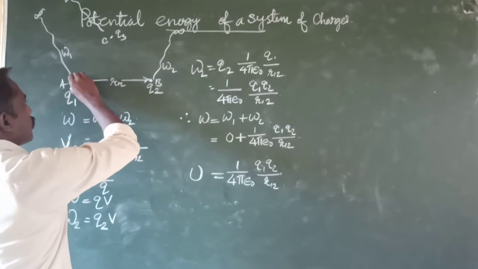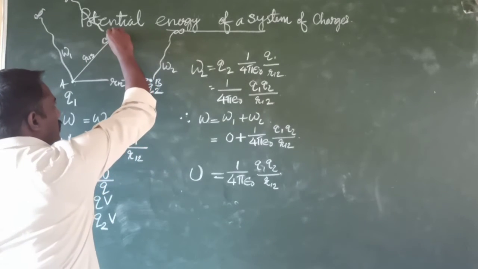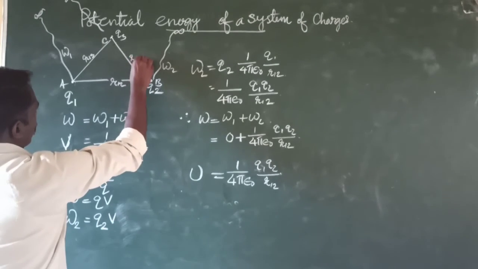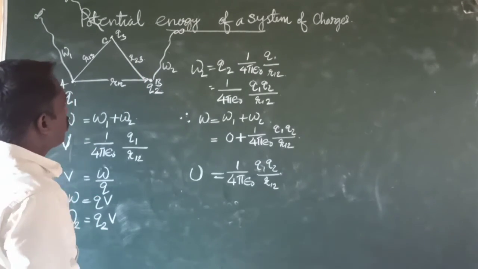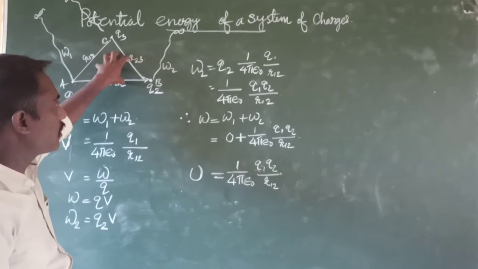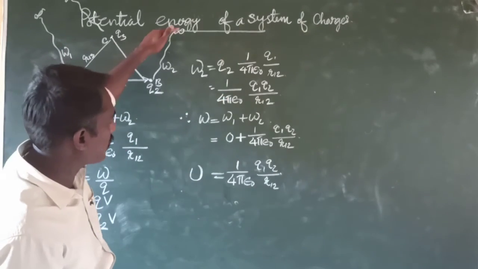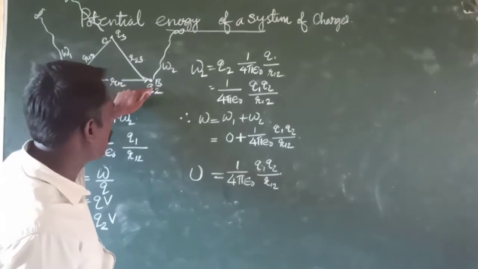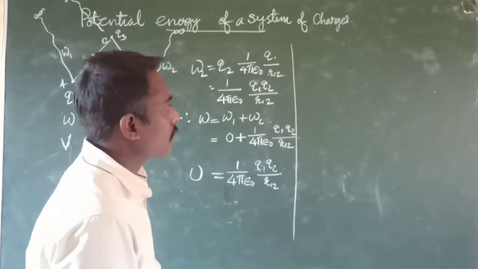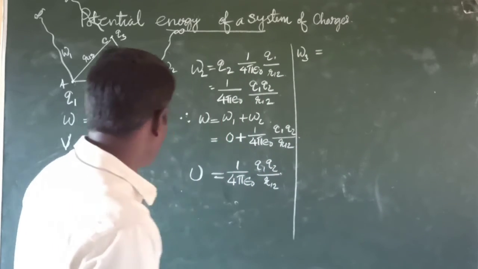Now consider the distance between Q1 and Q3. This can be taken as R13, and the distance between Q2 and Q3 is taken as R23. Now we are going to calculate the potential energy of the system of three charges. How can we calculate it? First we calculated the work done for bringing the charge Q1. Second, we calculated the work done for bringing the charge Q2. Now we need to calculate the work done for bringing the charge Q3. That can be represented by W3 equal to, and W3 can be calculated as per this equation.